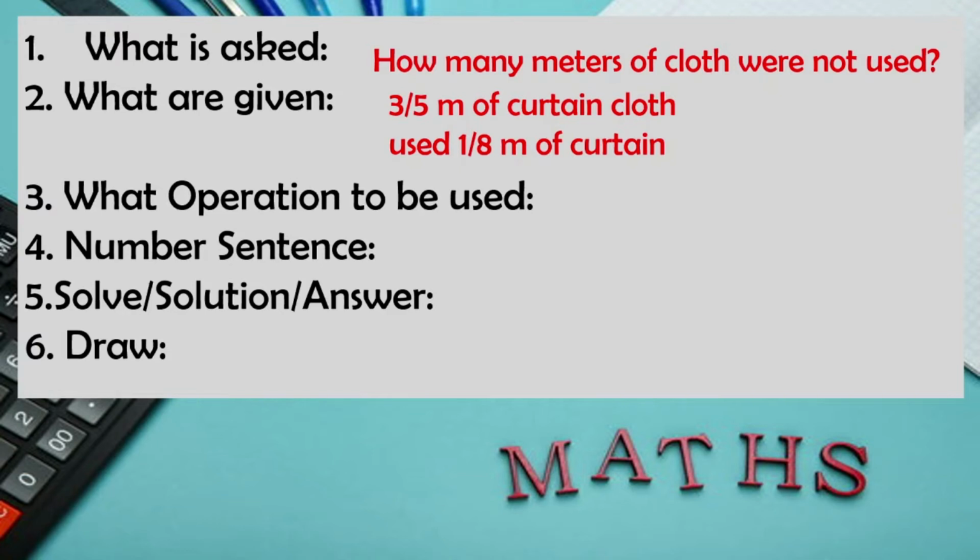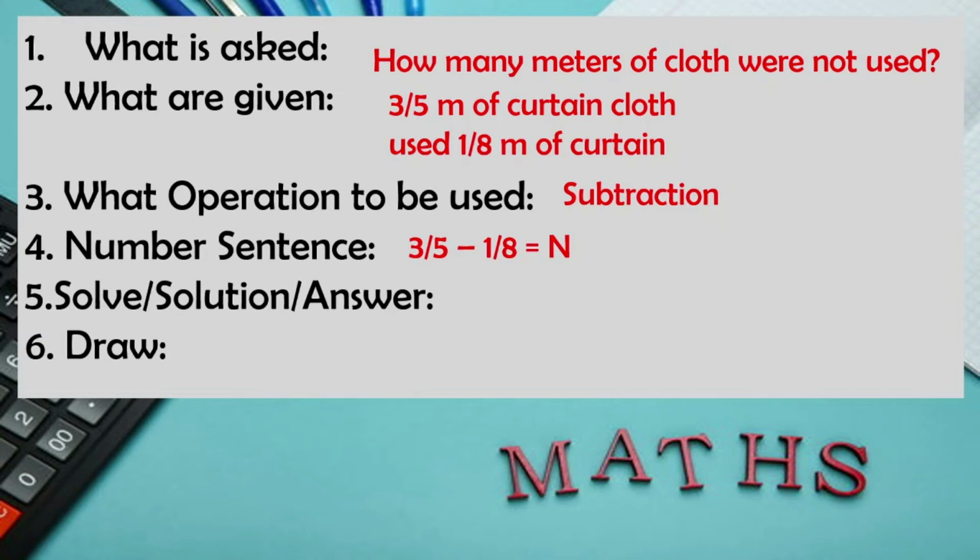Then, what operation to be used? So kung titignan nyo yung question, what is asked, how many meters of cloth were not used? So meaning, ilan daw yung metro ng cloth na hindi nagamit. So meaning, you're going to subtract. So 3/5 minus 1/8. So our operation is subtraction. Now, since naalam na natin ang ating operation, paano natin siya isusulat sa number sentence? So pag number sentence, ang sagot niya lang po ay letter N. So 3/5 minus 1/8 is equal to N.